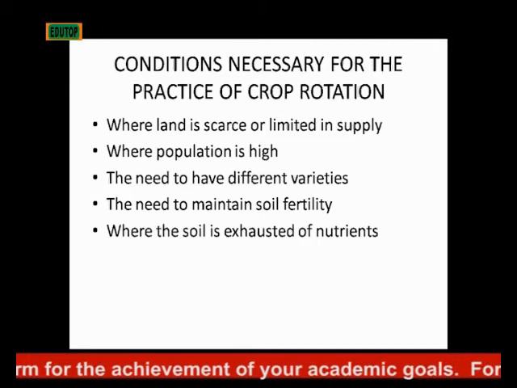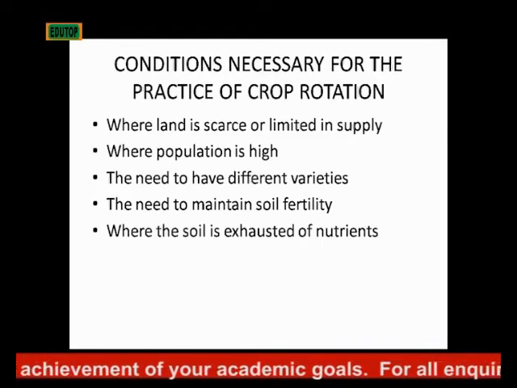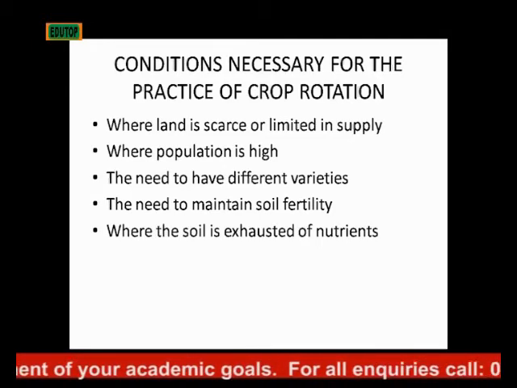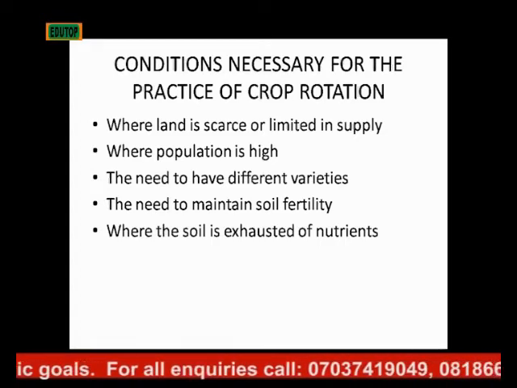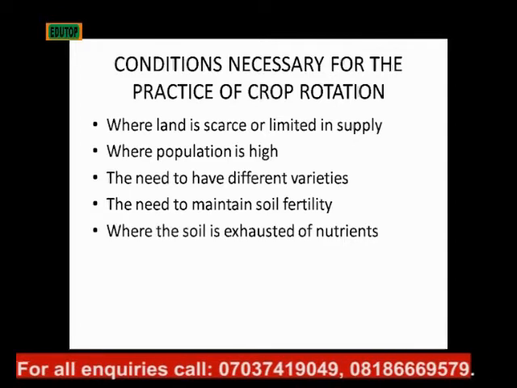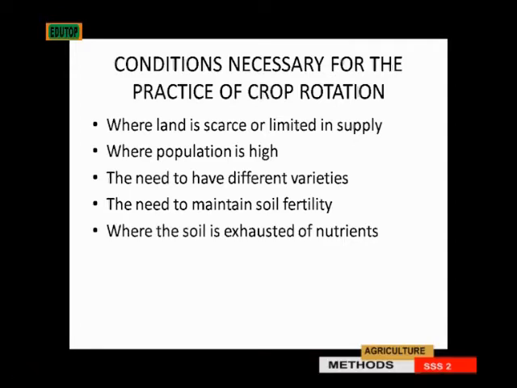Then when the population is high, that is also a follow-up on the first point, the population is high, so land is scarce. Crop rotation is essential. Then when there is a need for you to have different varieties, you know, like plant yam, plant maize, cassava, cowpea, those are varieties of plants. Then when there is a need to maintain soil fertility, then you use crop rotation. Then when the soil is exhausted of nutrients, you also practice crop rotation.